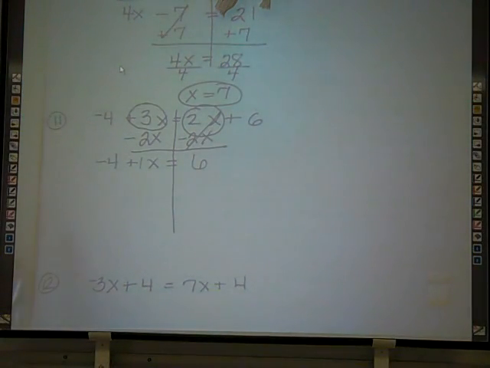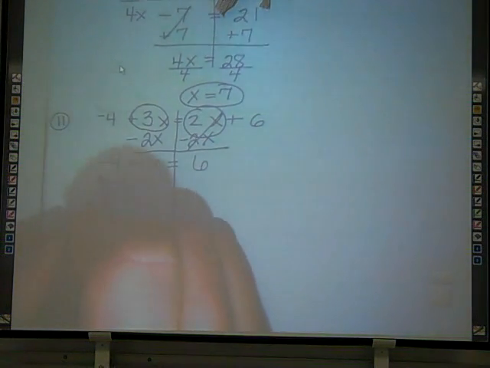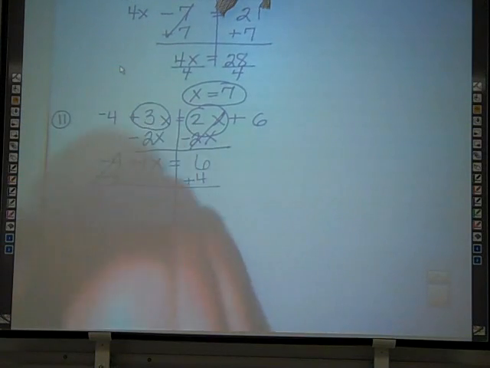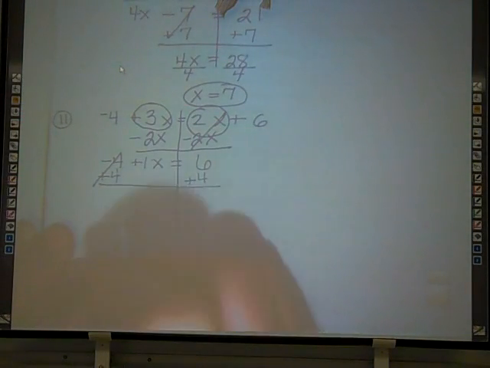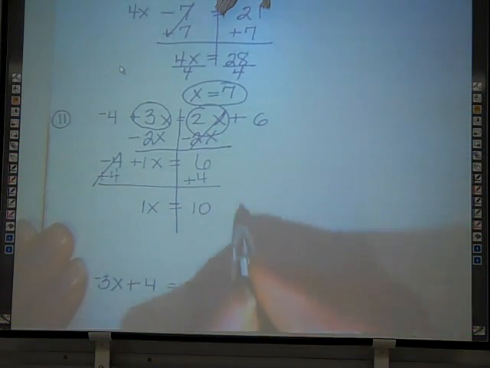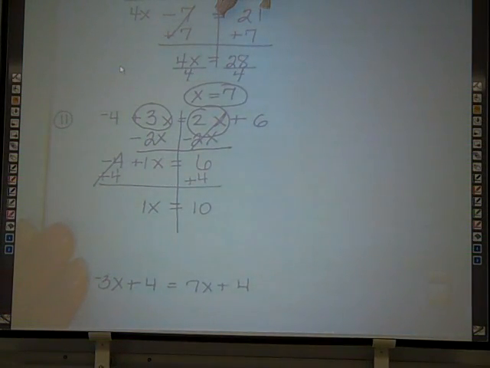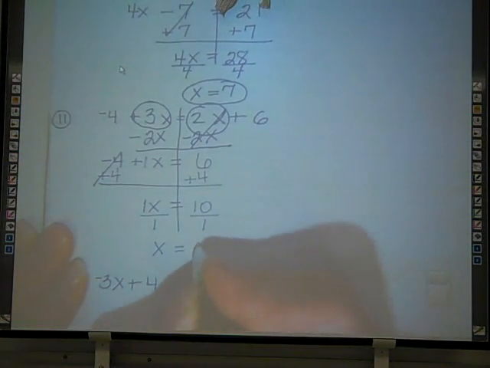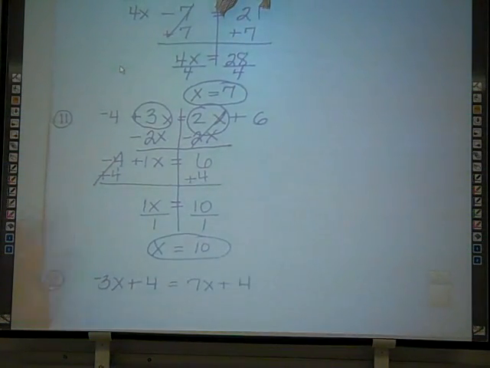Next step, we want to get that 4 to the other side by adding 4 to both sides. The 4's are gone. We're left with 1x equals, now 6 plus 4 equals 10. Last step, divide both sides by 1, so x is equal to 10.